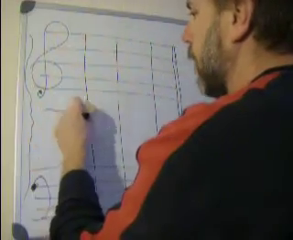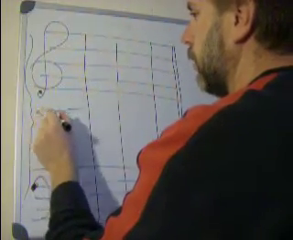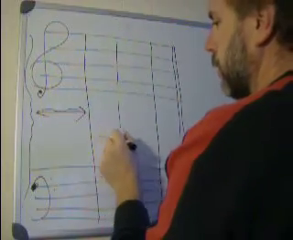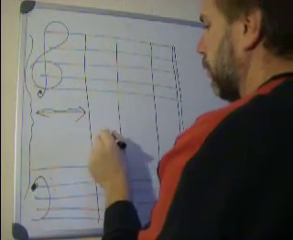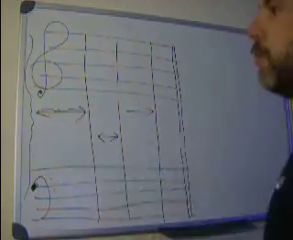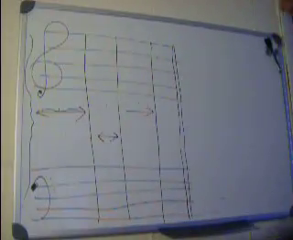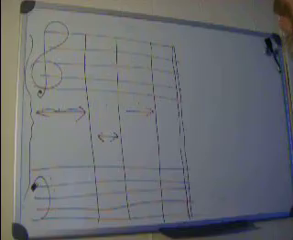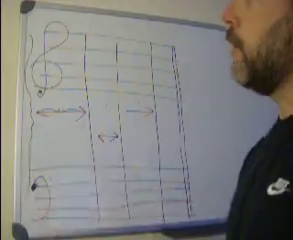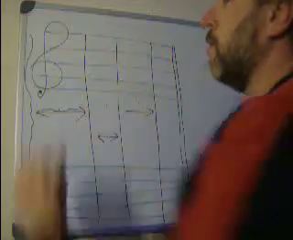This is called a measure. From this space here to this space here is a measure. This is a measure. And this is a measure. So you've got 1, 2, 3, 4 measures on this staff that I've drawn here. Now the reason we have measures is because at the beginning of a piece of music, we normally have 2 numbers.